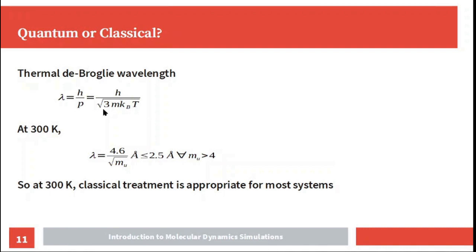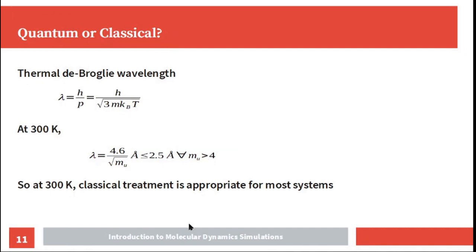So at 300 Kelvin, you can work out these constants, and if you express mass in the units of atomic mass scale, then this expression comes down to lambda equal to 4.6 upon square root of mu, in angstrom units. And you can very well see that if mu is greater than 4, then this wavelength is always less than 2.5 angstrom. Now just to remind you, mu is greater than 4 for most elements except for hydrogen and helium.